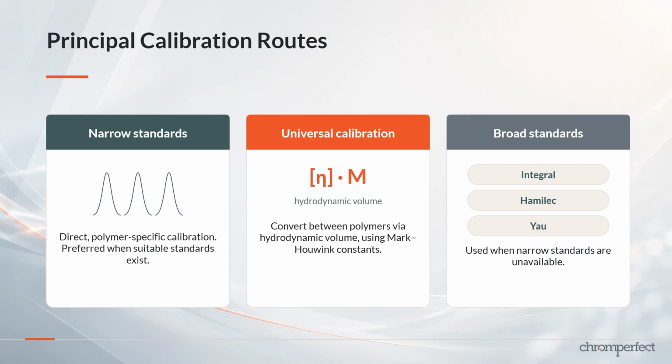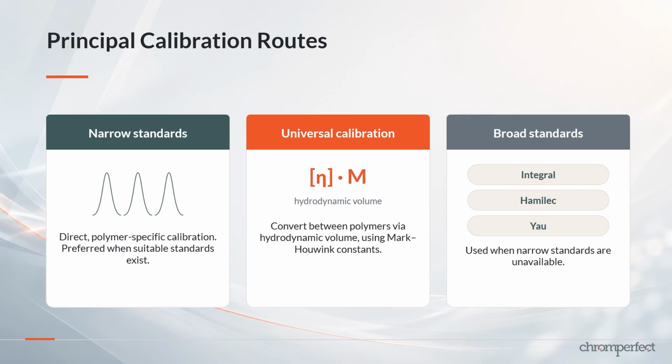Narrow standards of the same polymer provide the most direct calibration when they are available. Universal calibration attempts to remove polymer-specific differences by using molecular length or, more successfully, hydrodynamic volume. Hydrodynamic volume is related to intrinsic viscosity and molecular weight through the Mark-Houwink relationship. When narrow standards are unavailable, broad standards can be used through the integral, Hamilec, or Yau methods. Each approach requires different information and carries different assumptions and limitations.